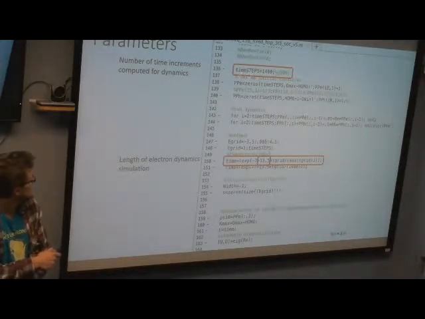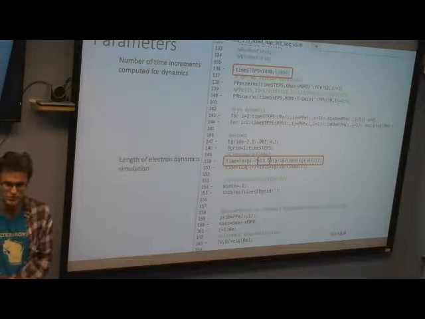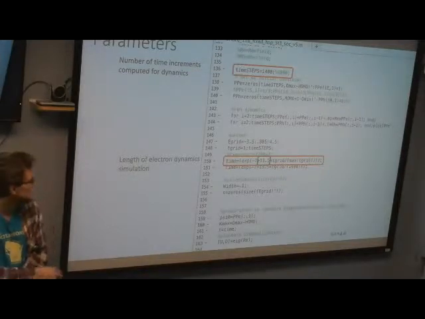And then, so that's the number of grid points in time, and then you can also change the length of your dynamics in time. So generally, stuff we're interested in occurs on the nanosecond time scale, and that's what this is set up for at the moment.